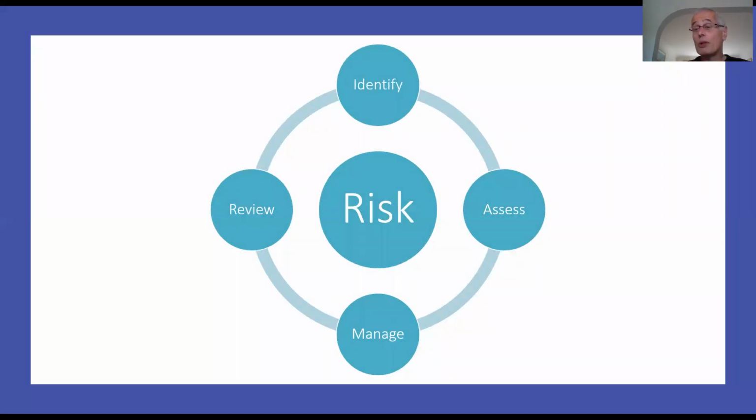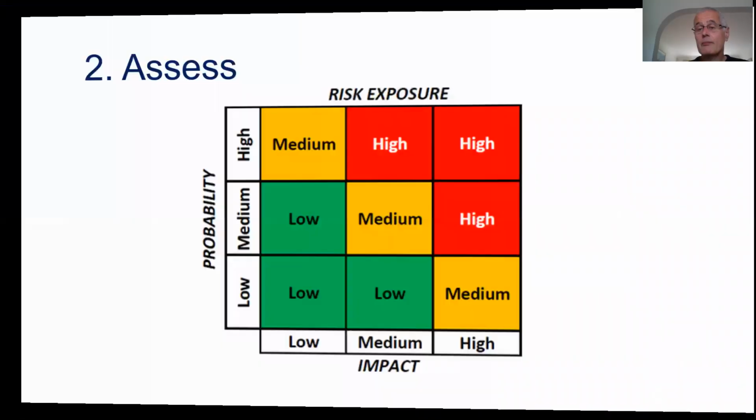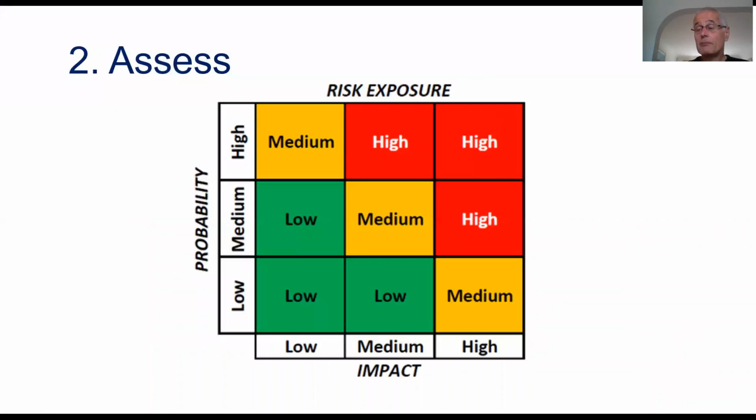There are 4 components to the cycle: identification of risks, assessment, their management, and review. There are a huge spectrum of risks that are possible, and so rather than focusing in on the very obvious ones, sit down and think of all the different types of risks that your organisation faces and write them out in a list. And then assess them.